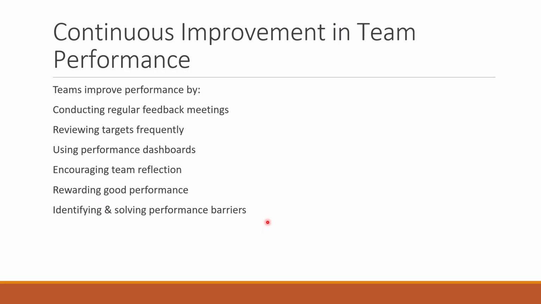For example, there is a digital marketing team at a company like Zomato, let's say. They review their social media campaigns weekly. They analyze which posts worked, which did not work, and how the engagement can be improved. So this regular review helps them to perform better each time.